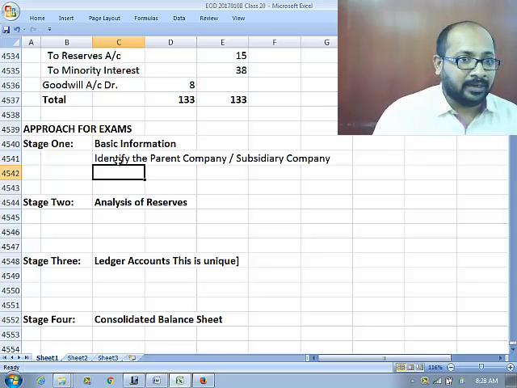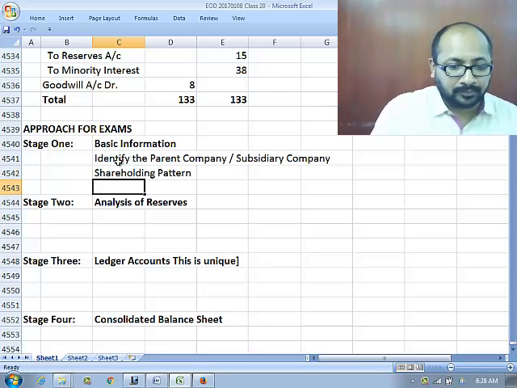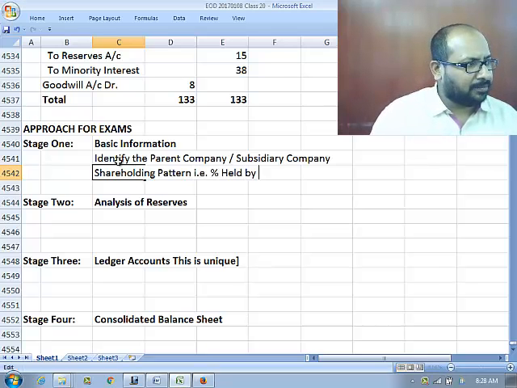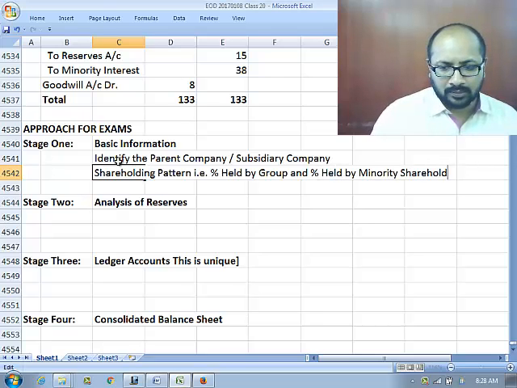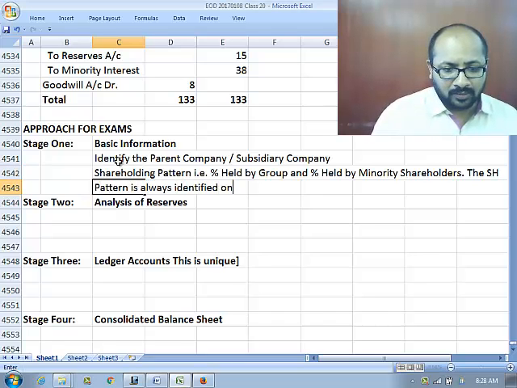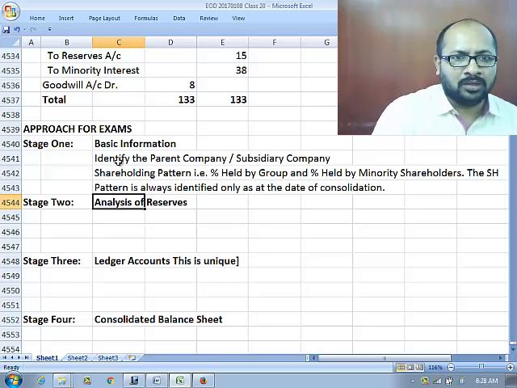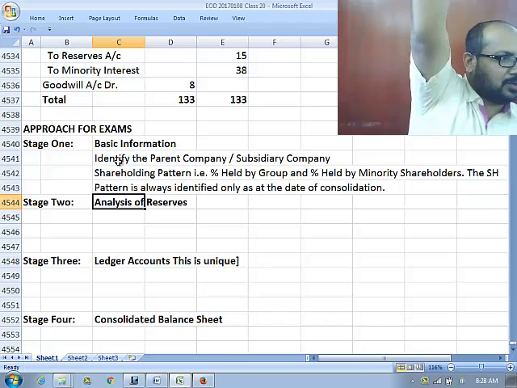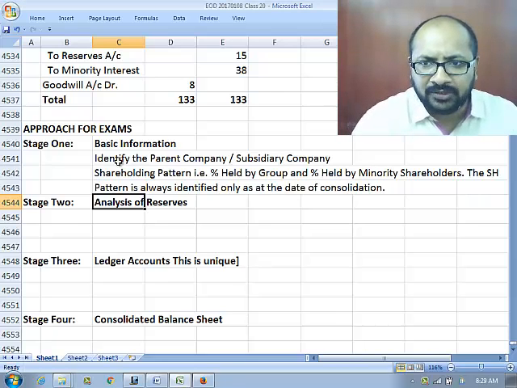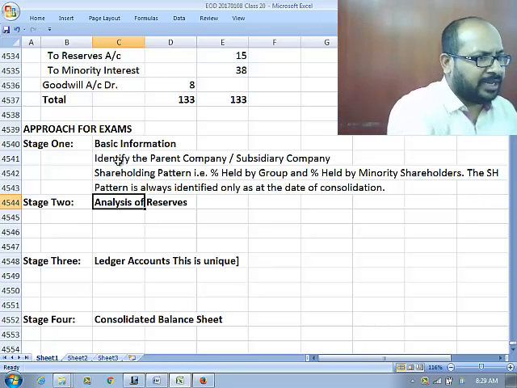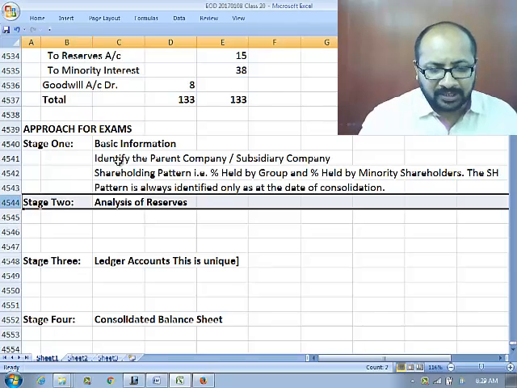Therefore, second, the shareholding pattern. Now, what is the shareholding pattern? It is nothing but identifying the percentage held by the group and the percentage held by minority shareholders. The shareholding pattern is always identified only as at the date of consolidation. We don't do it every day. During the year, for some months I may not have been holding a share at all. I don't care. My objective is only to prepare the CFS, most notably the balance sheet. I will be preparing whatever shareholding pattern exists at the balance sheet date. So we'll be computing something called a shareholding pattern.